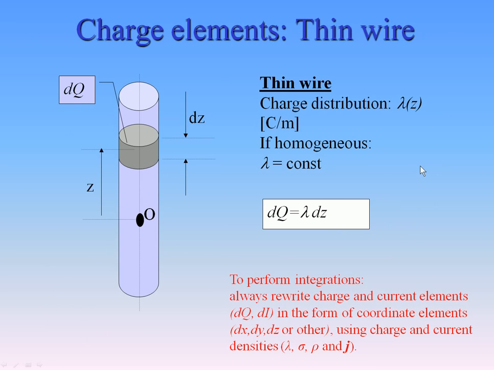Charge elements. First, a thin, long wire, infinitely long and thin. Then suppose we have a charge distribution lambda of z in coulomb per meter, and if it is homogeneous then lambda is constant. In that case the charge element is lambda times the coordinate element dz, and the coordinate element can be integrated. Again, to perform integrations, always rewrite the charge and current elements in the form of coordinate elements, because those elements can be integrated.